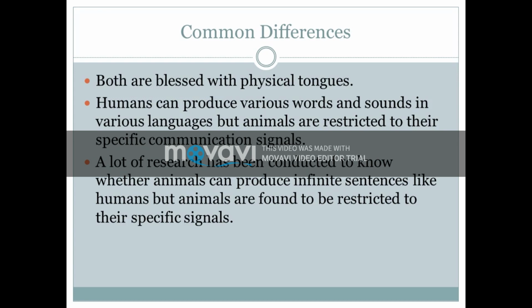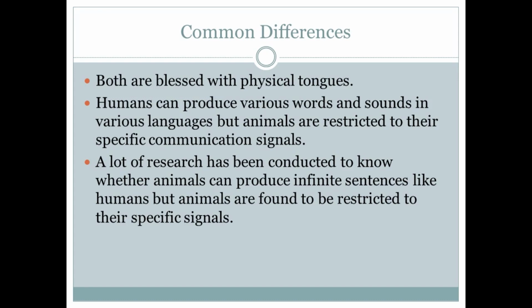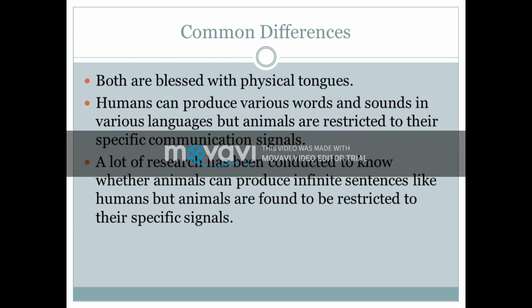So this is the common difference whenever somebody asks: humans can produce words, but animals cannot. Now the researchers have conducted research on animals and on humans, to find out what is actually the difference between these two types of language, these two creatures, animals and humans.